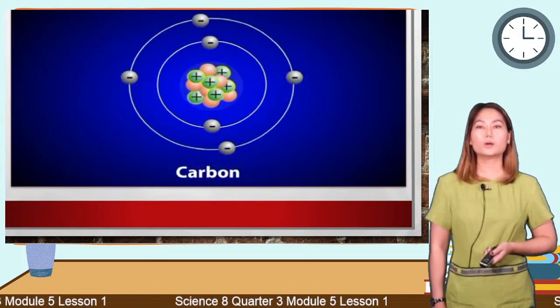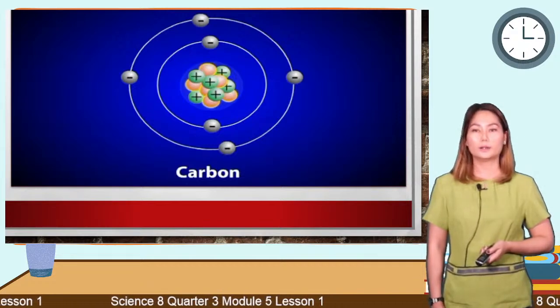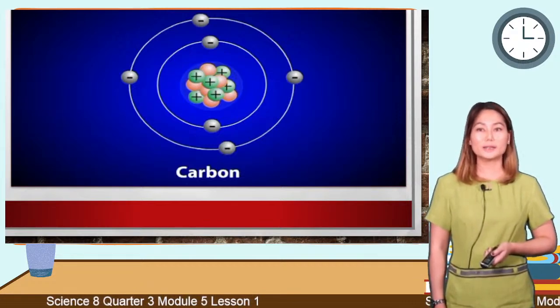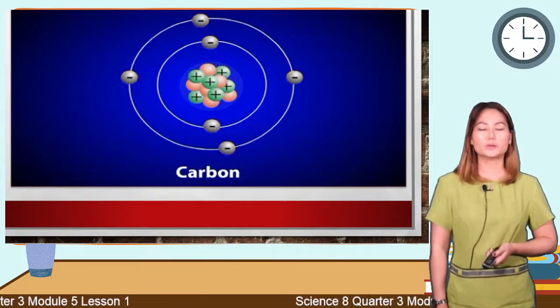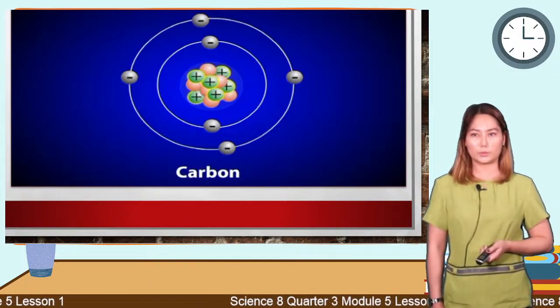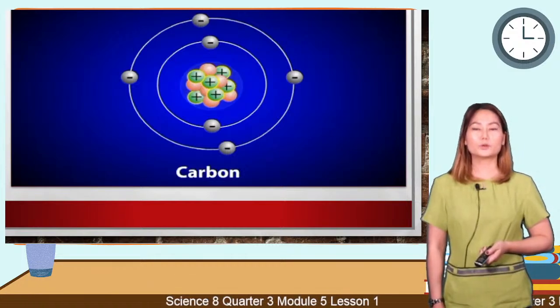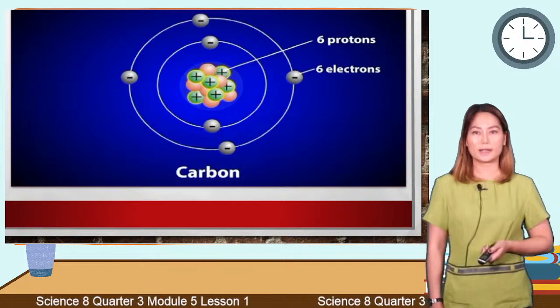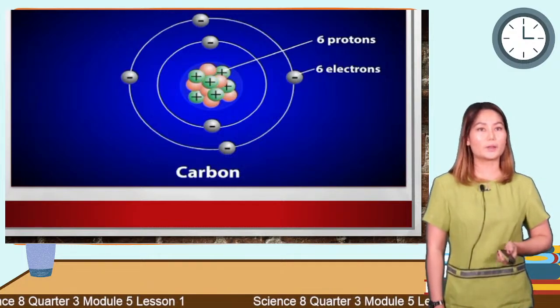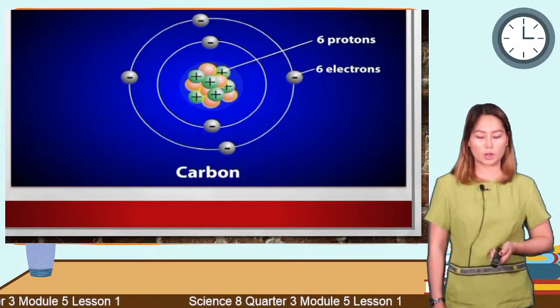Let's take a quick look at an atom of carbon. The nucleus has 6 protons and neutrons, but the electrons shown in orbit surround the nucleus. The number of protons identifies the element. All carbons have 6 protons and therefore 6 electrons.